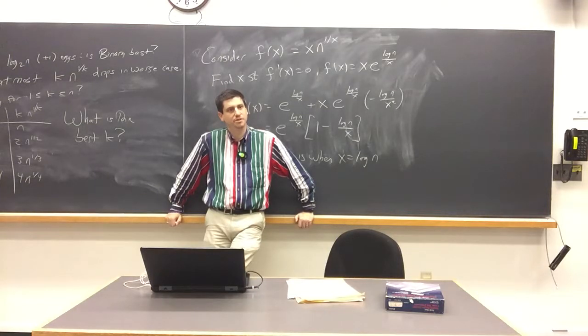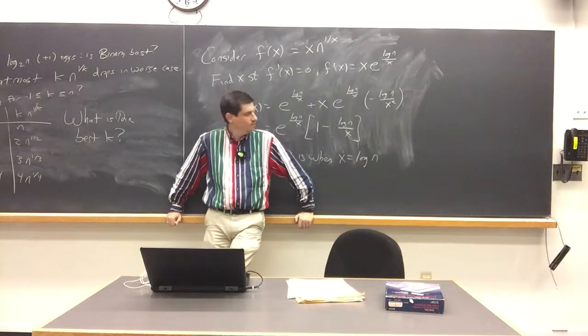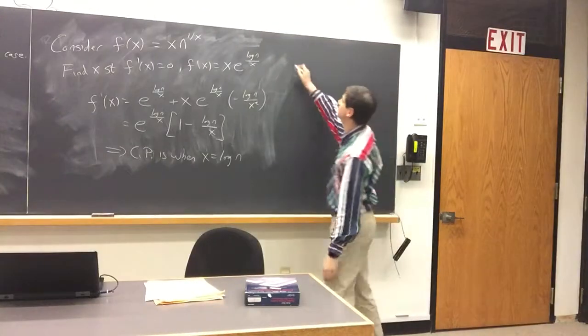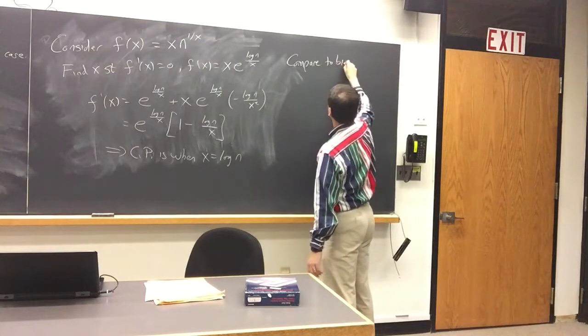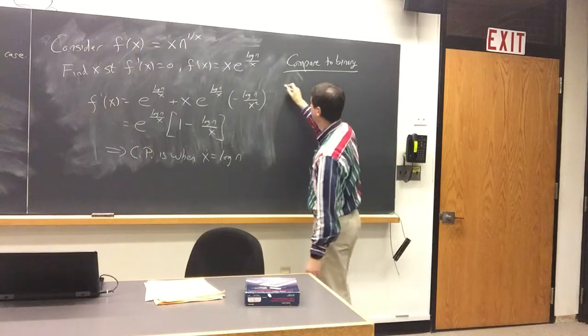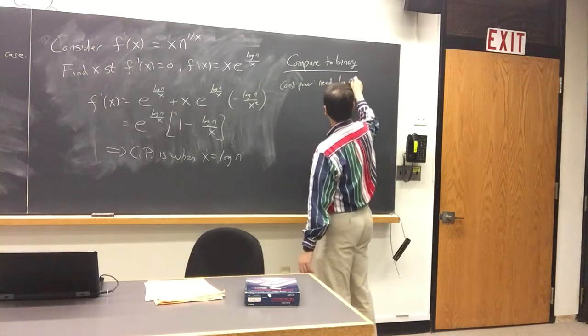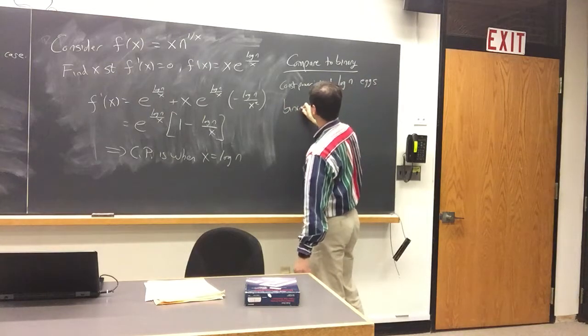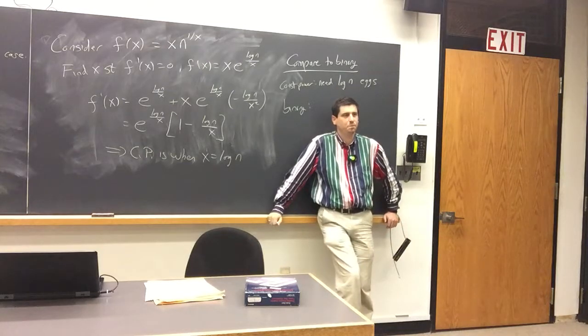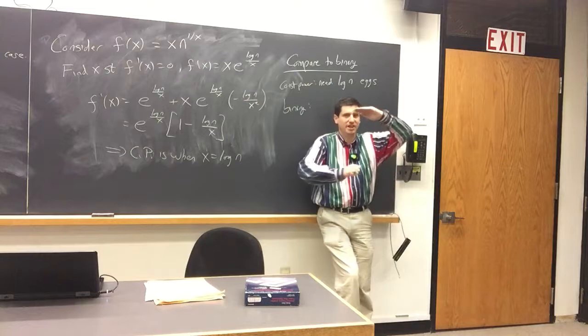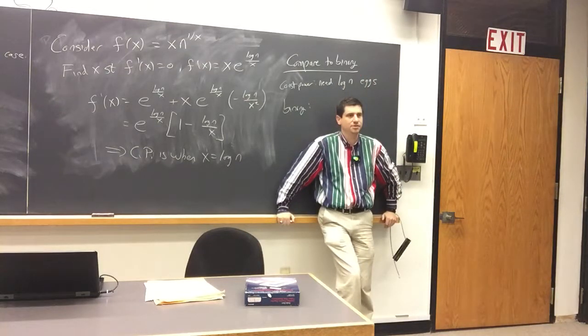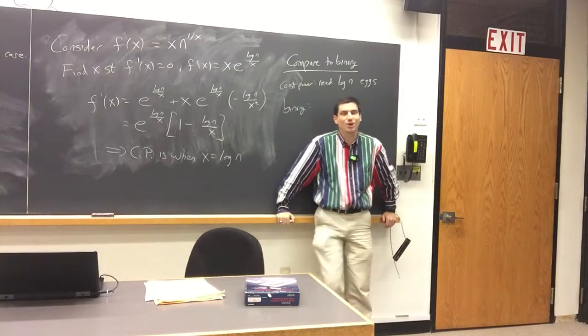How does this relate to the binary method? More eggs or less eggs than the binary method? So let's compute. With constant power, we need log n eggs. In binary, how many eggs do we need? You cut in half again, cut in half again. How many eggs? Log base 2 of n.